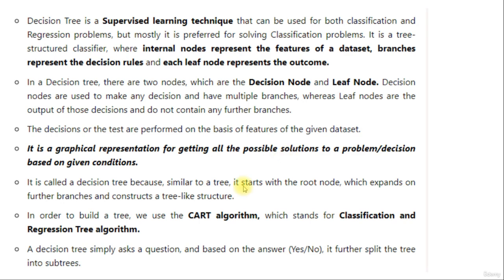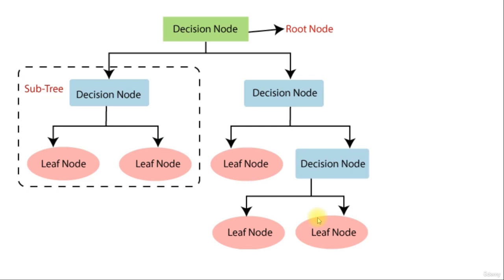We call it decision tree because the structure is similar to a tree and it starts with a root node which expands on further branches and constructs like a tree. In order to build a decision tree, we use the CART algorithm, which stands for classification and regression tree algorithm. As already discussed, we can perform both classification and regression tasks with this algorithm, hence the name CART. A decision tree simply asks a question based on the answer yes or no, and it will split the tree into the next subtree structure.